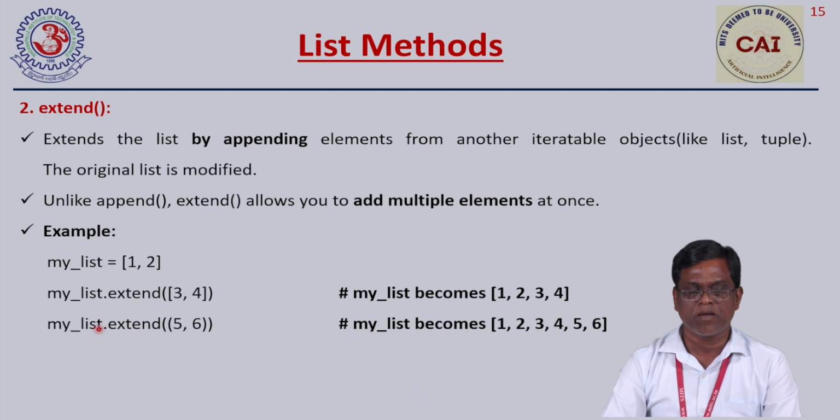Similarly, again I am applying the extend method with the values 5, 6. The resultant list after applying this method, which already had the values 1, 2, 3, 4, now becomes 1, 2, 3, 4, 5, 6. So this is the purpose of the extend method.